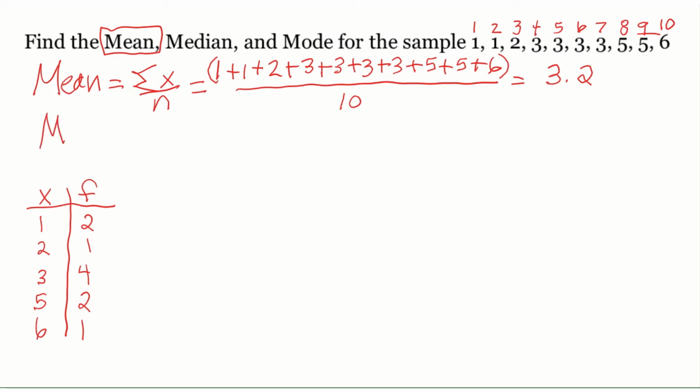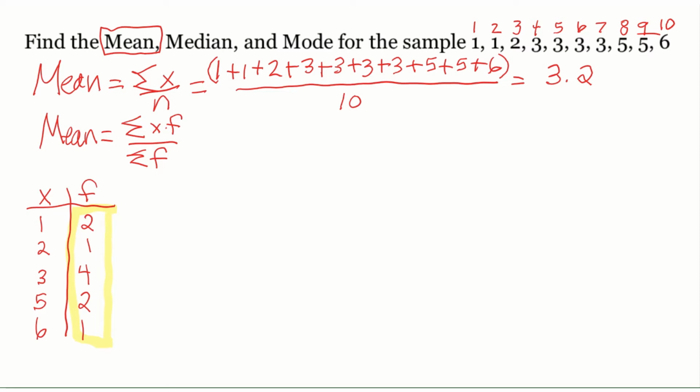So the formula for solving for the mean when you're using the frequencies is going to be the summation of the x values times their frequency divided by the summation of their frequencies. So if they gave you just this frequency table rather than listing them out, then you can use the summation of the frequency, which is just adding this column here, and that's going to equal your sample size.